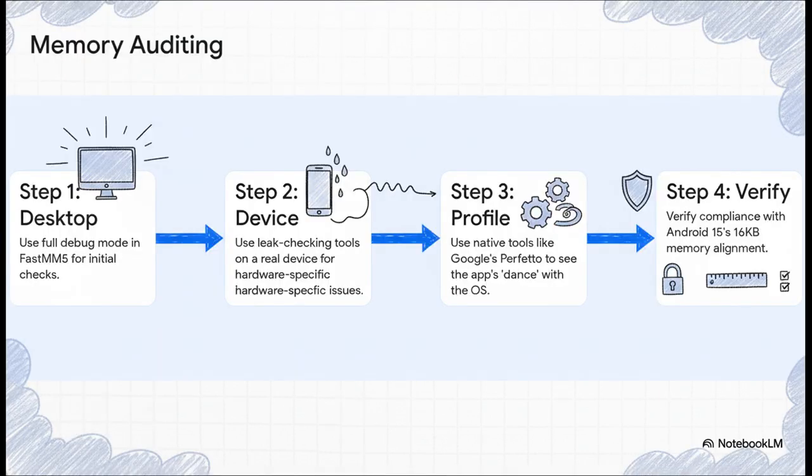So how do we catch this guy? Well, we have to perform a really deep audit. The sources give us a super clear 4-step investigation. You start broad, with checks on your desktop, then you move to leak checking on an actual phone. After that, you've got to go deep, using native profiling tools to see exactly how your app is interacting with the operating system. And finally, you have to verify that you're meeting the latest, strictest Android memory rules. It's all about being methodical.